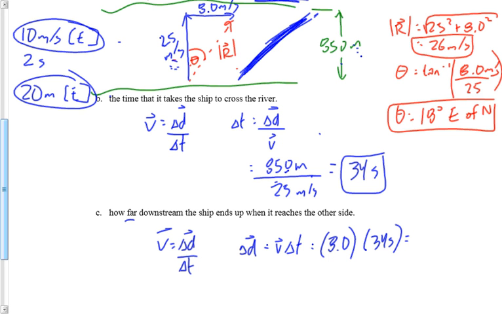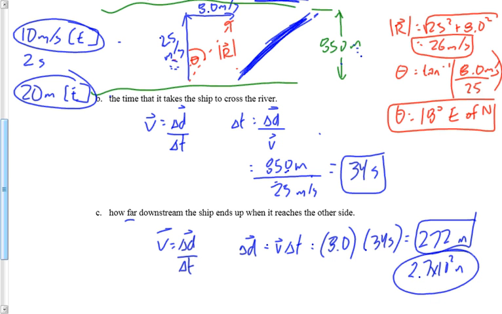What does that work out to be? 30 times 8 is 240. 4 times 8 is 32. So it's 272 meters, which really should be 2 digits, right? 2.7 times 10 to the 2 meters downstream.